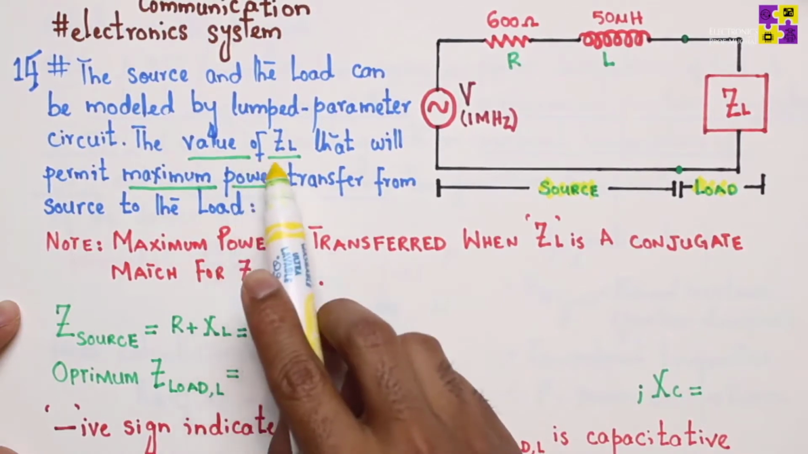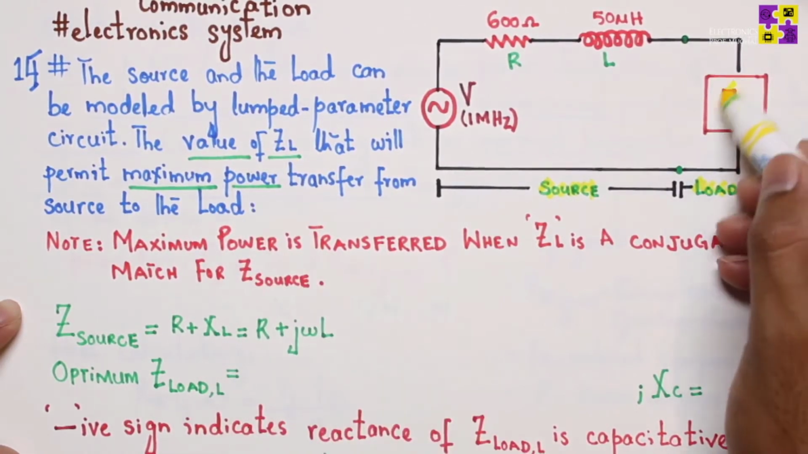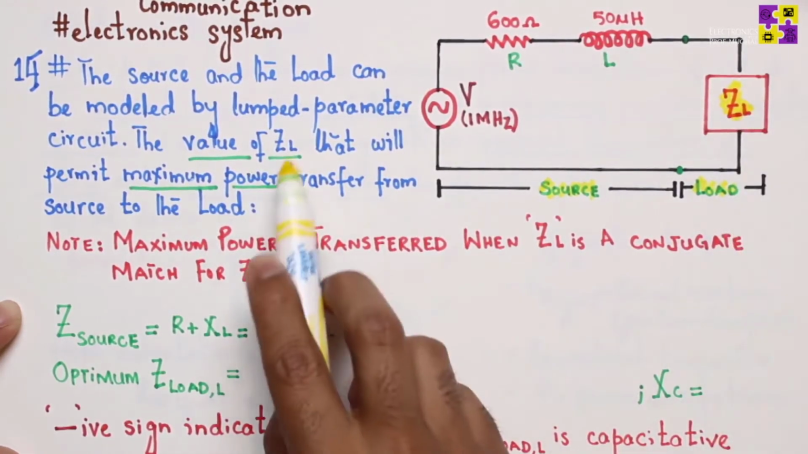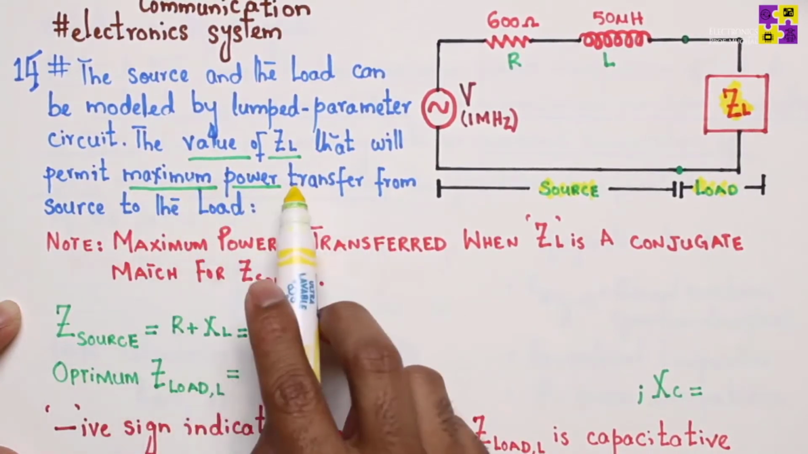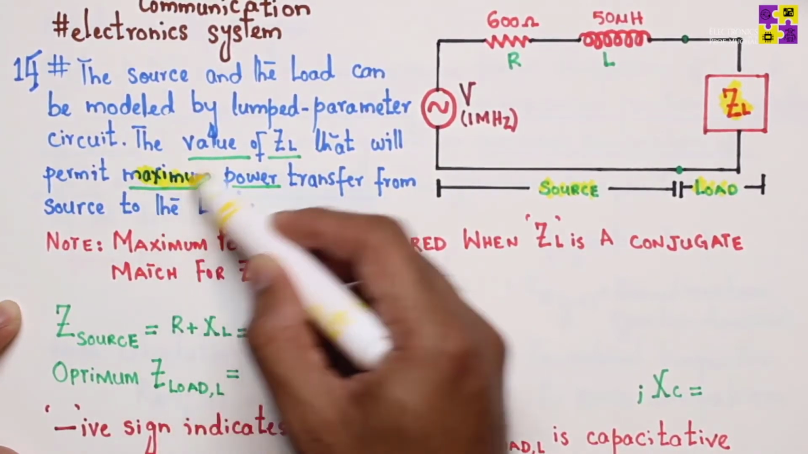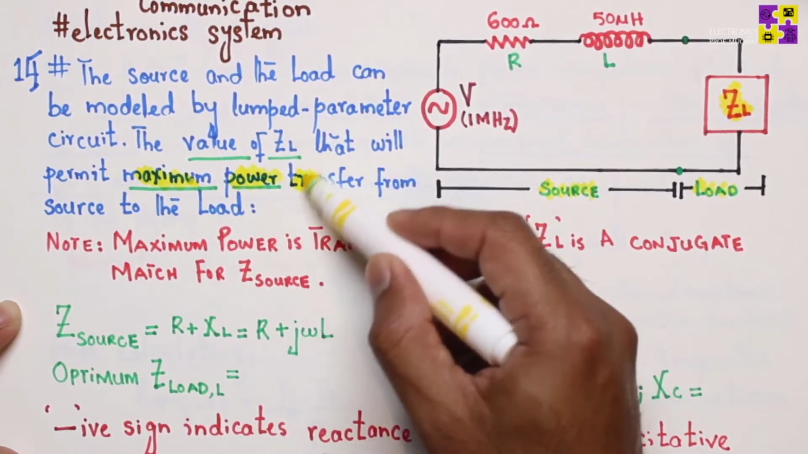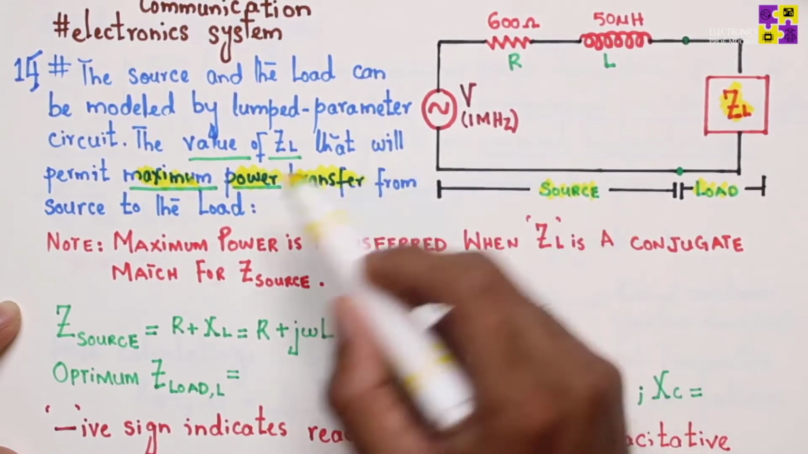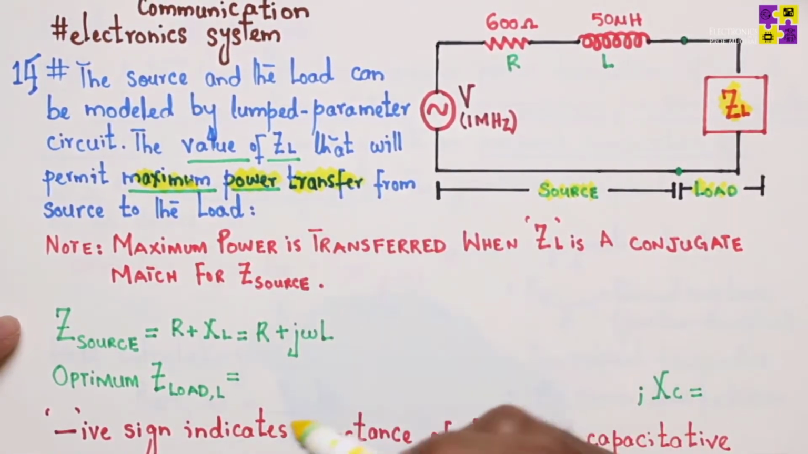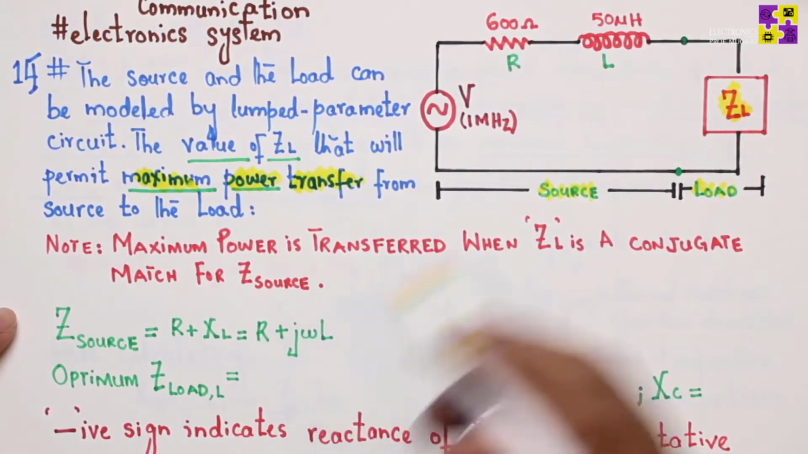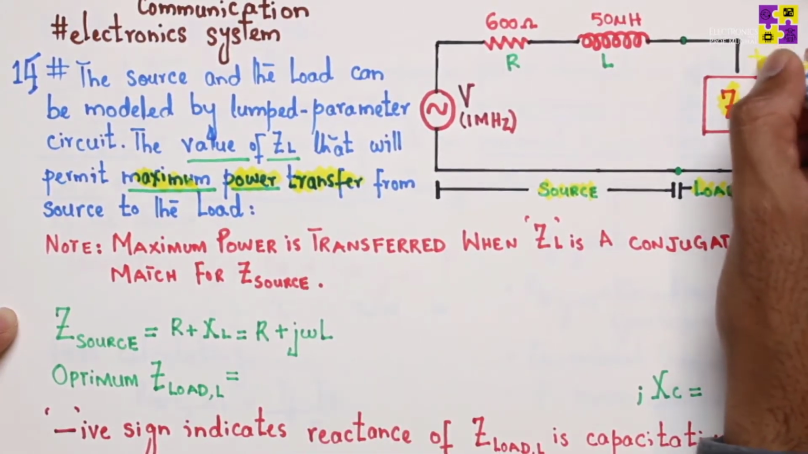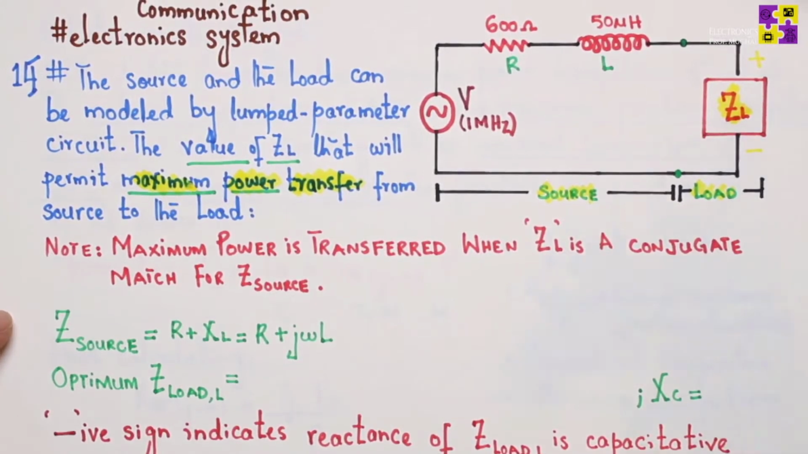The value of the ZL that will permit maximum power transfer. I actually did a video on it. I'll leave the link in the description for more detail on what exactly maximum power transfer is. But what it is, the maximum power, this could be a load, this could be a motor, fan, or whatever.